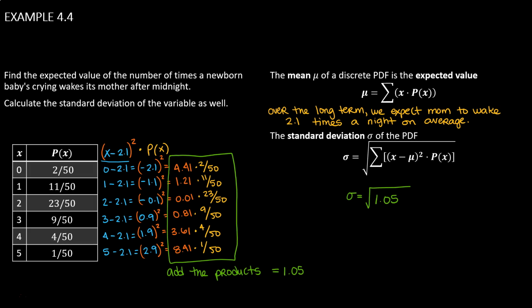So sigma, our standard deviation, is the square root of 1.05, which is approximately 1.0247. And so together, these numbers, the mean and the standard deviation, summarize our probability distribution function. We have a mean of 2.1, standard deviation of 1.0247.